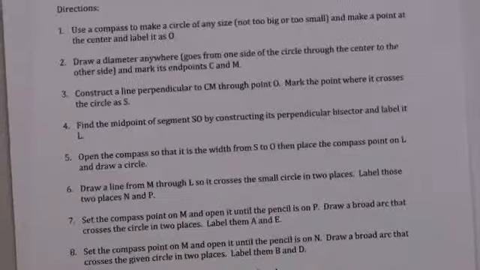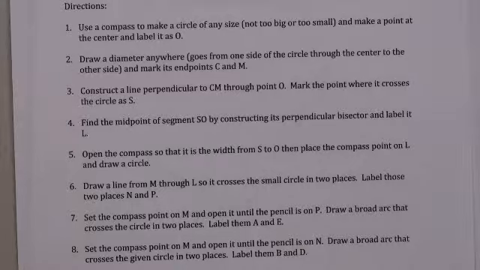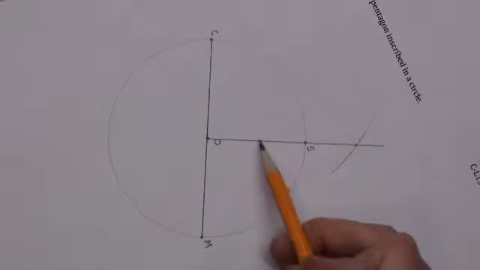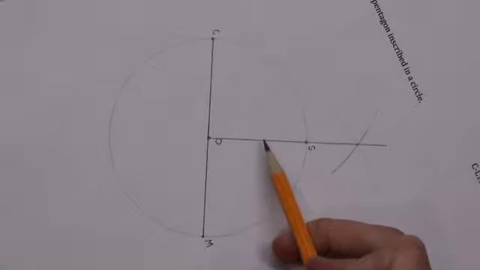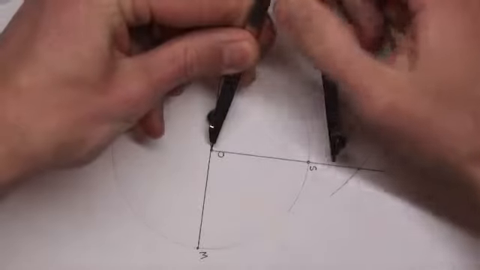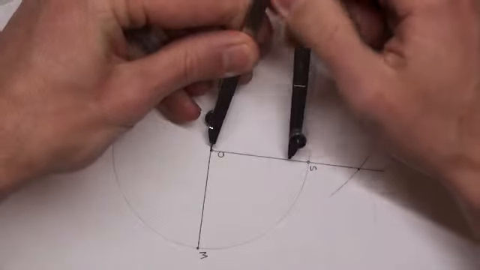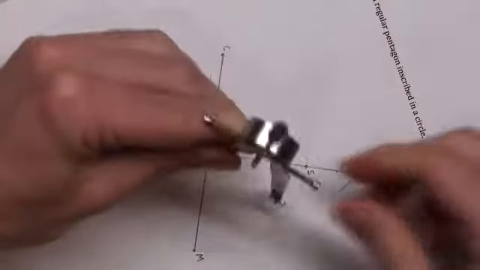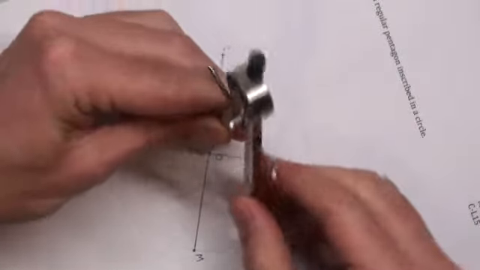Step 4. Find the midpoint of segment SO by constructing its perpendicular bisector and label it L. Here's SO. Now we have to construct its perpendicular bisector to find the midpoint. We know how to do that; we've done that construction before. I go on one end and I open my compass until it's about three quarters of the way to the other endpoint, which is S. Right now I'm about 3/4 of the way.